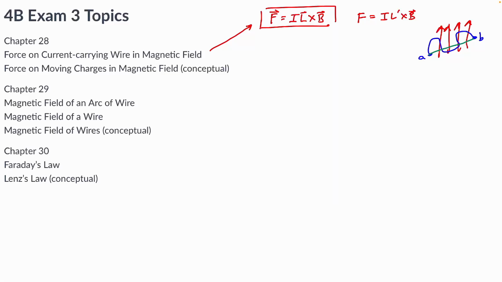So what would be given, like i, j, k? Oh, well, yeah, it could be that. It could be a cross product. It could be, because this will become ILB sine theta, and if the current and the magnetic field are at 90 degrees to each other, it's 1. Sine of 90 is 1. Oh yeah, you're right. Yeah, okay.